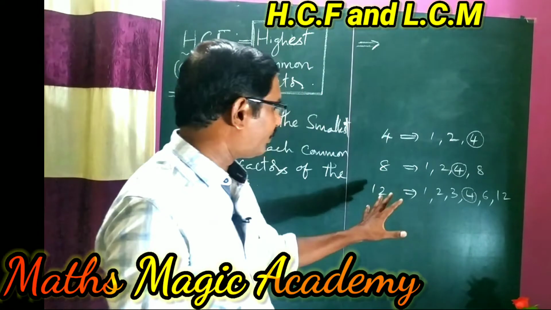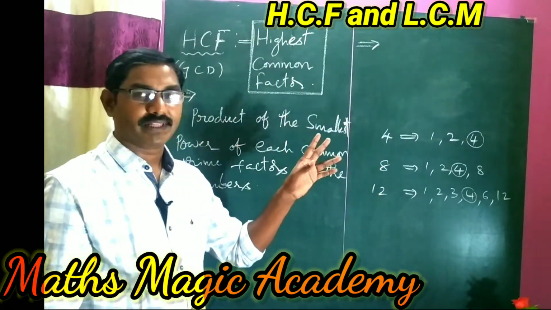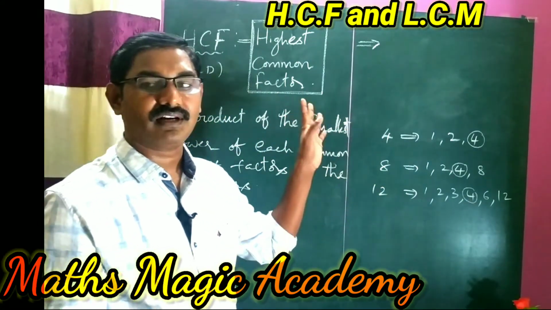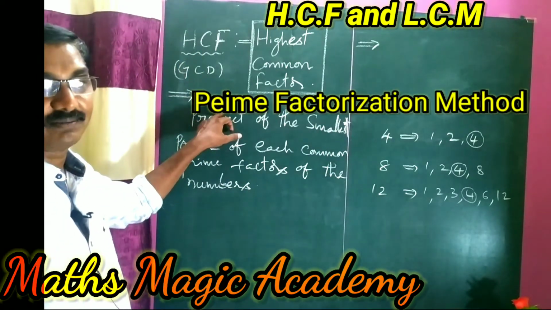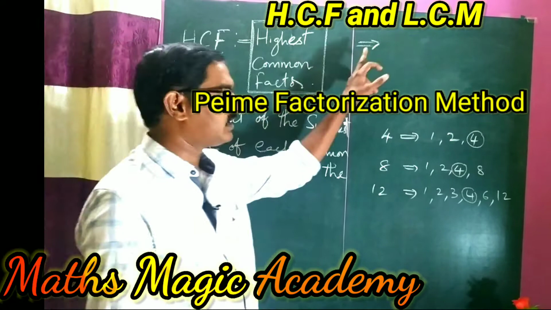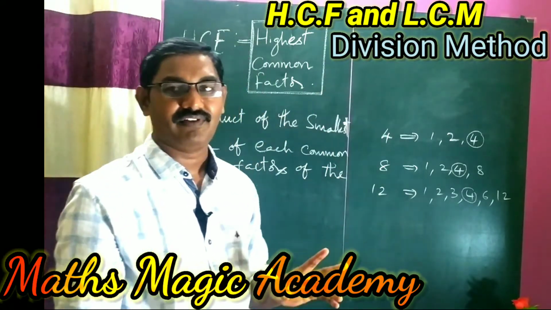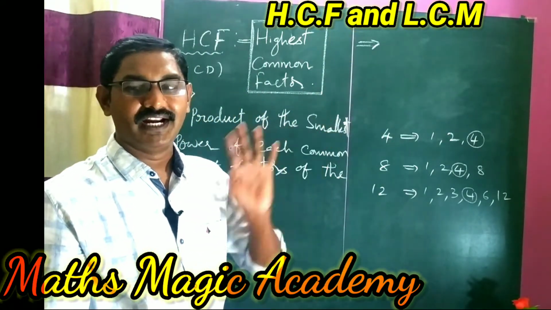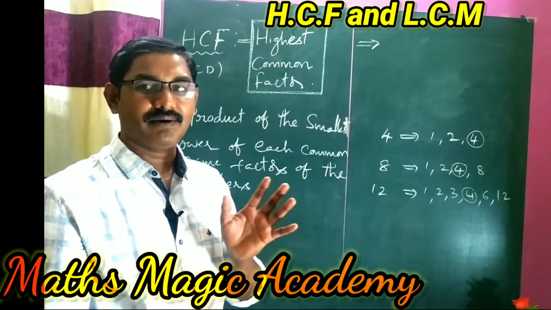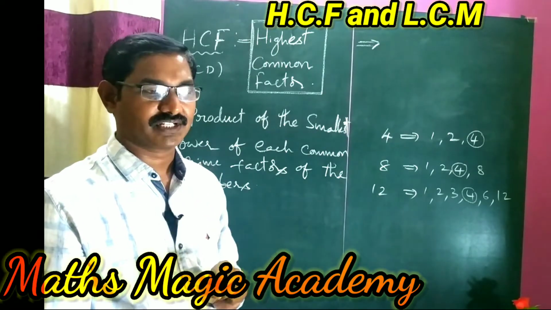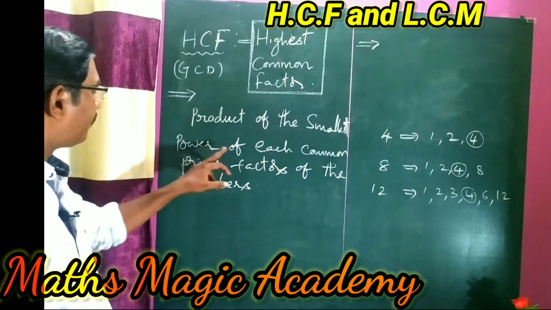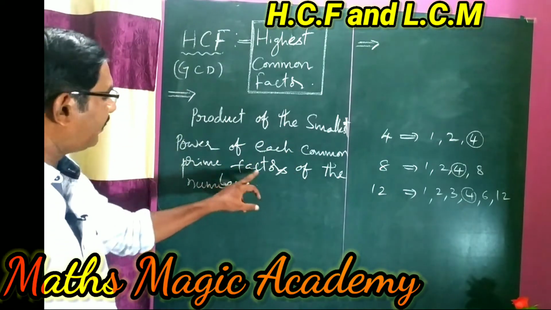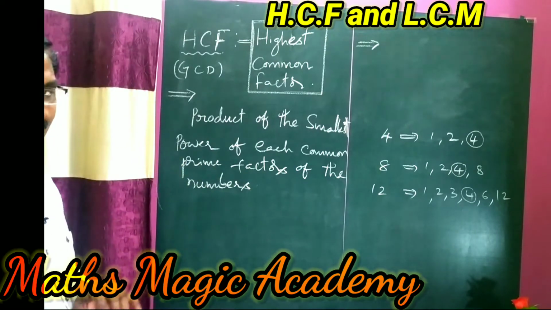Likewise, we have two methods to find the HCF or GCD. One is the prime factorization method and the other is the division method. We will see the prime factorization method first. Here, the HCF is the product of the smallest power of each common prime factor of the numbers.